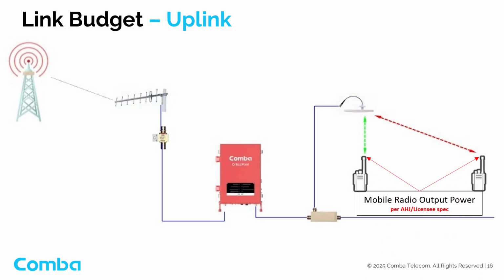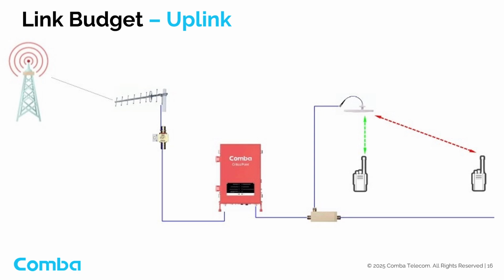Starting on the right of the diagram, the portable radio transmits a signal from its antenna at a fixed power level. This is the starting point of the uplink link budget. The radio transmit power is typically provided by the local AHJ or system licensee and could be given in watts or dBm. For link budget calculations, all values should be in decibels, either dB or dBm. If the portable transmit power is provided in watts, it must be converted to dBm.